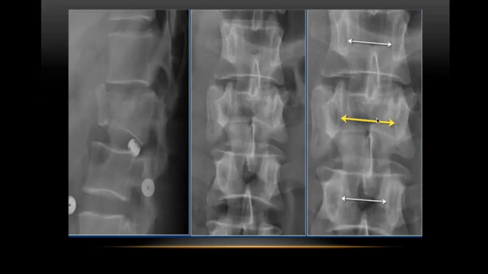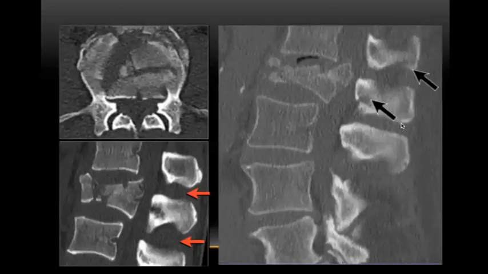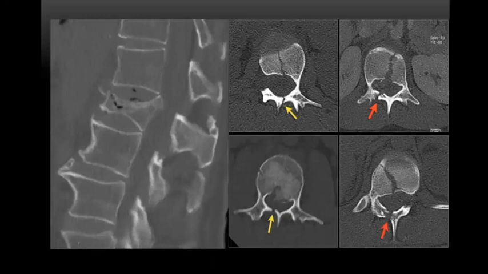And you have the widening of the interpedicular distance. This one is the same as this one, but this one is already disrupted. Again, these are also wedge fractures. This is compression fracture. Sorry, this is burst fracture. Okay, again, burst fracture involving the posterior elements.